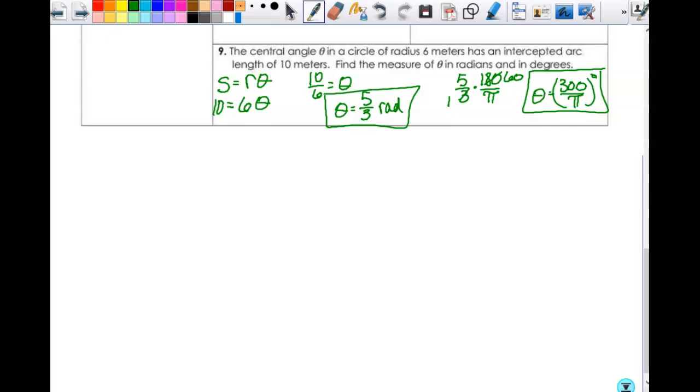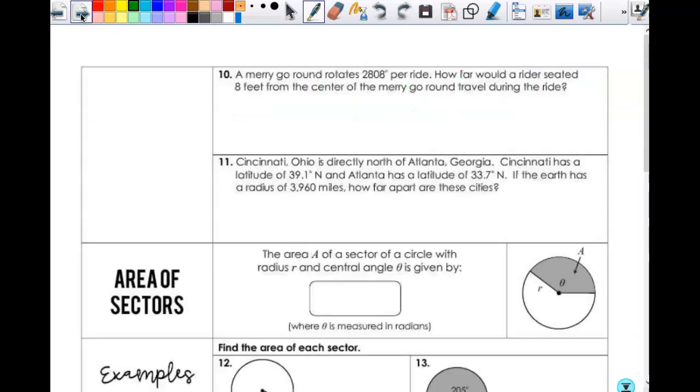What questions do you have? Both of them, because it asks for both. It says in radians and in degrees. Mm-hmm. All right. Yep. Because if you needed to figure out where that was, then you would use a calculator to divide it out. But we don't need to get that far.